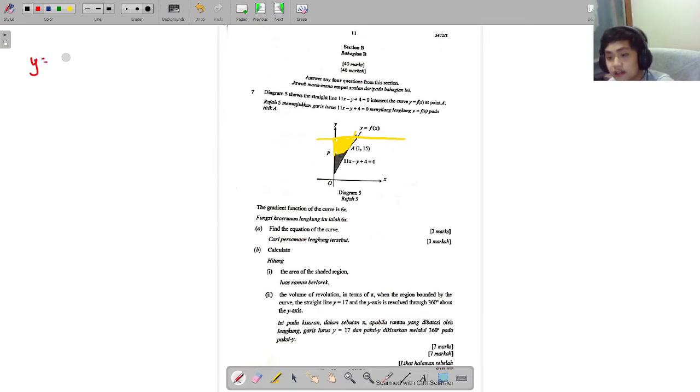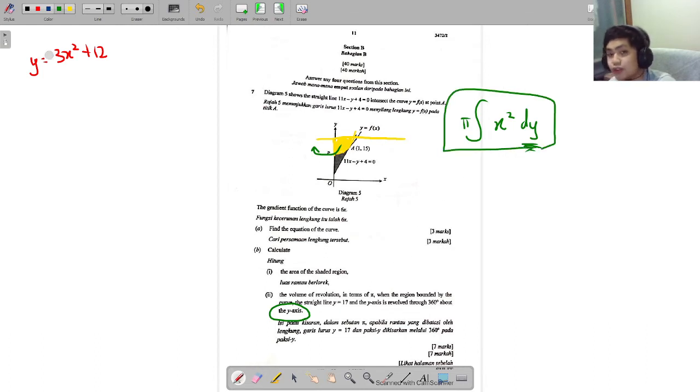The equation of the curve that we found earlier is y equals 3x squared plus 12. Now the formula for finding volume is pi integral of x squared dy if you are talking in terms of y, because they want to rotate it about the y-axis. So we have to use y limits. We make x squared the subject: y minus 12 equals 3x squared, and x squared equals y minus 12 over 3.